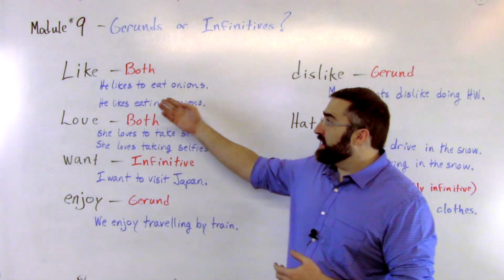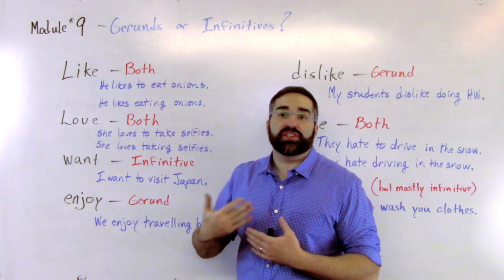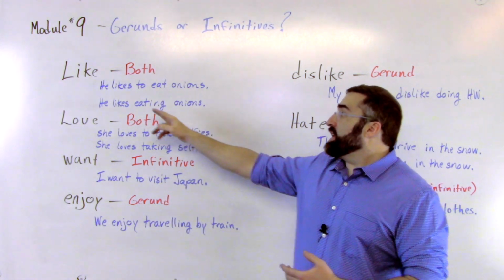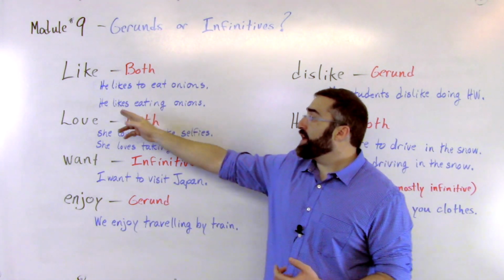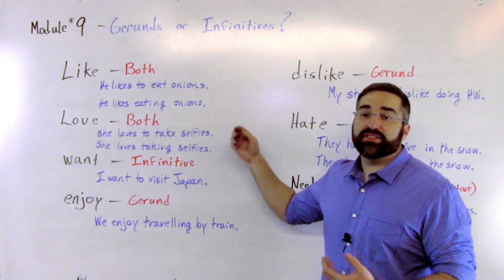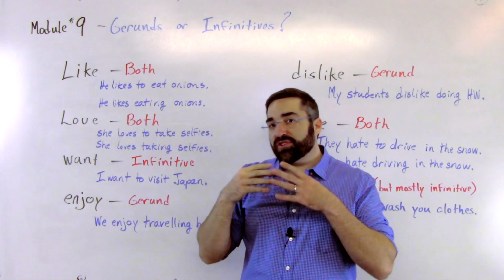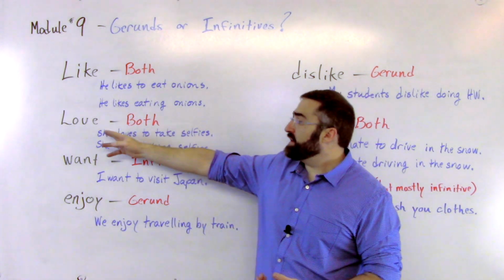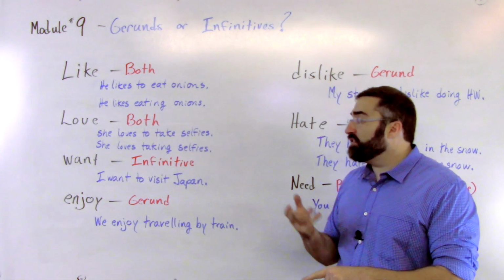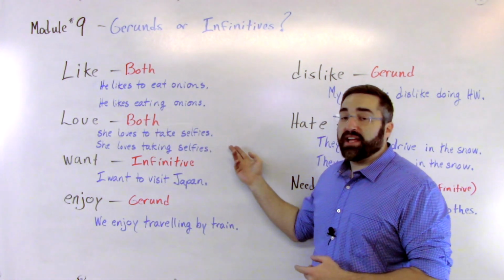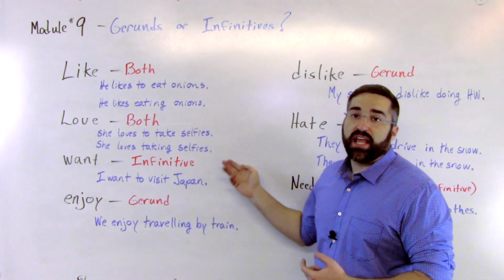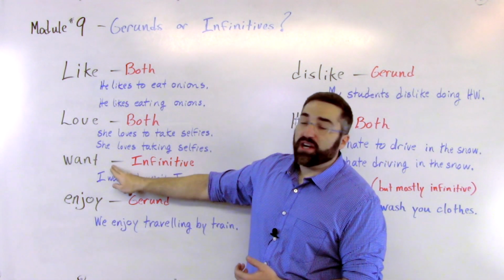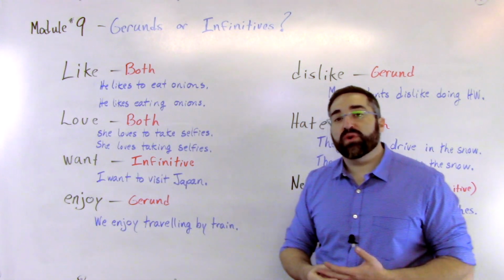Here we have like. You can use like with both a gerund and an infinitive. I have two examples. He likes to eat onions, or he likes eating onions. So one or the other. Remember, don't mix them, okay? Both for love, right? Love, I can use with a gerund and an infinitive. She loves to take selfies, or she loves taking selfies. One or the other.